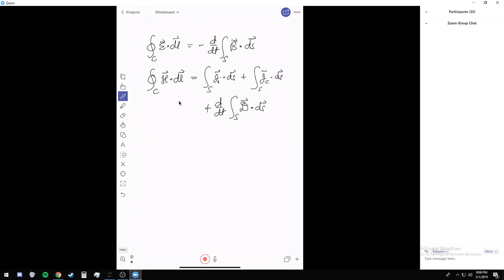Anyway, so this is the integral form. And then the differential form is basically curl of E, I put a script here, equal to minus partial derivative with respect to time of B, right? And of course, for this particular form to be correct, what do we assume? We assume that the system is stationary. The surface doesn't change, right?